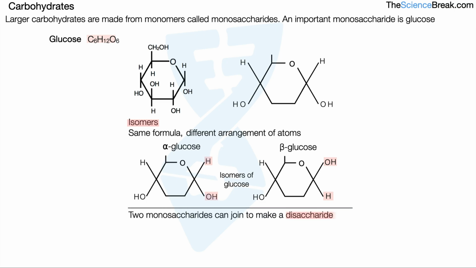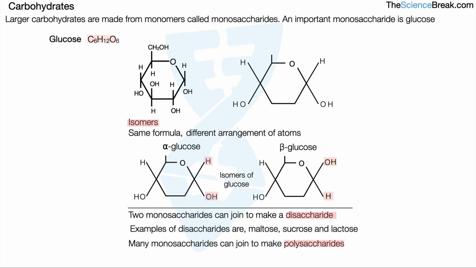Next, we need to remember that 2 monosaccharides can join to make a disaccharide. And examples of disaccharides are maltose, sucrose, and lactose. Also, many monosaccharides can join to make polysaccharides. Examples of polysaccharides are starch, glycogen, and cellulose. We'll take a look at those in detail in the next video.